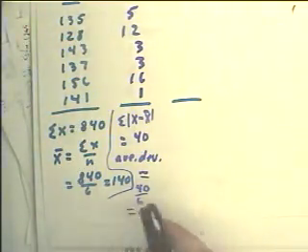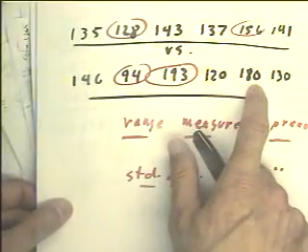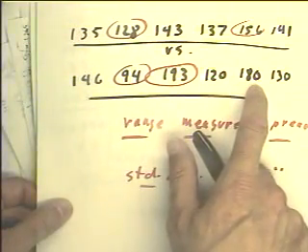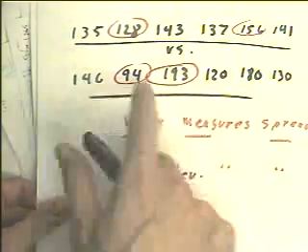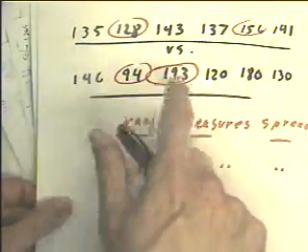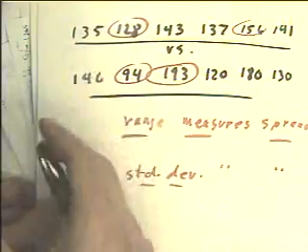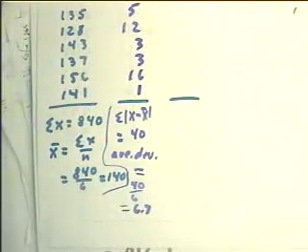Now, if you did that same calculation for this person, what do you think would happen? Well, the deviations would tend to be a lot bigger. The deviations from the mean would tend to be a lot bigger because these numbers are much more spread out.